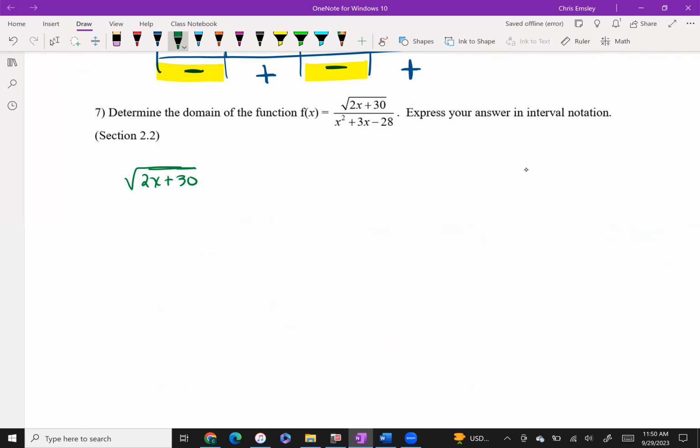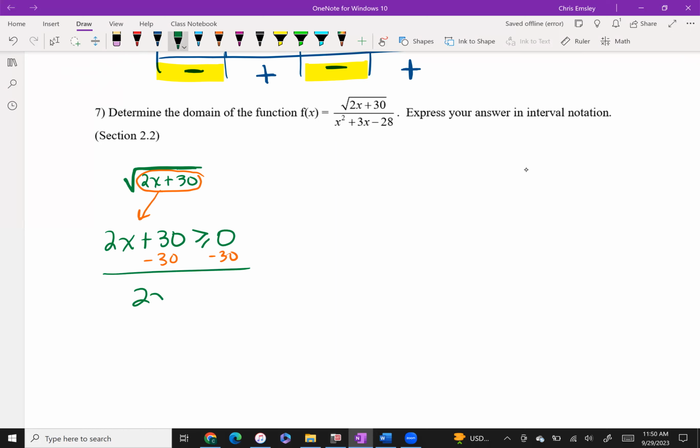The square root function is something we have to consider when we're talking about domain, because we cannot take the square root of a negative number, which means we have to grab whatever's under that radical symbol and make sure that is greater than or equal to 0. If it's not greater than or equal to 0, we will get an error, okay? So that's our first part of our domain.